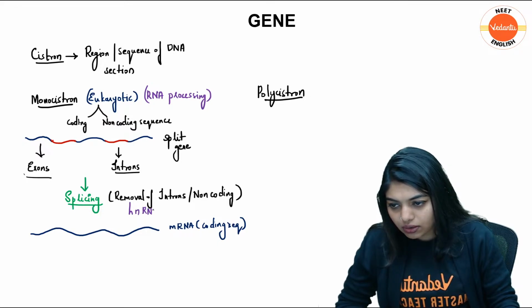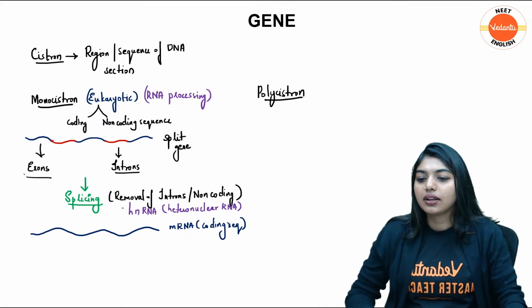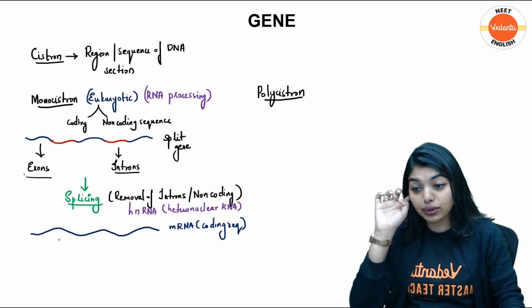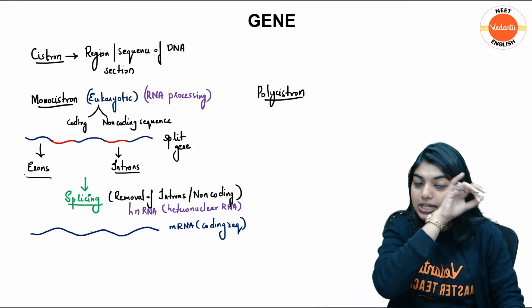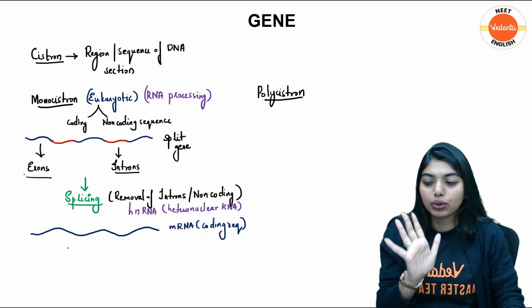Hetero means different, mixed. So with the help of splicing, we will remove all the introns or the non-coding sequences, and we will get an mRNA which has completely coding sequences. This mRNA will be capable of coding for protein.